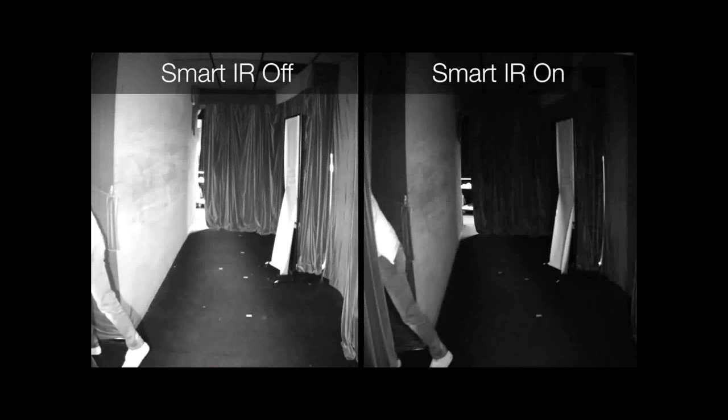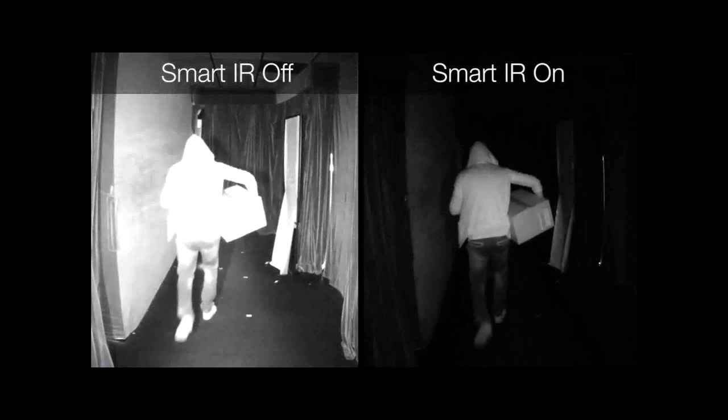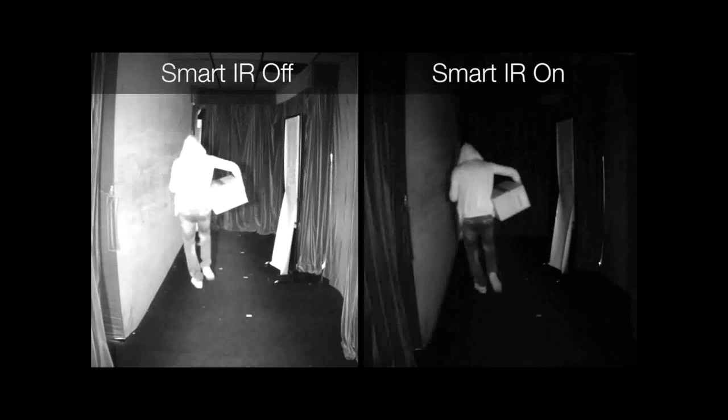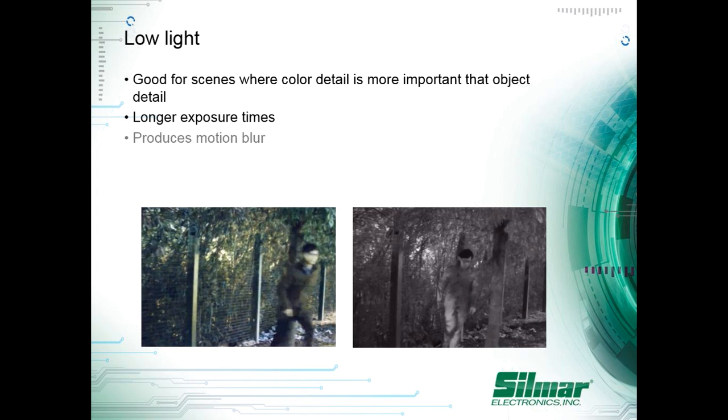As you can see in the scene here, he's going to pull a box out of the closet and walk away. With the Smart IR off, it just looked like he grabbed some random object. We don't know exactly what it is.